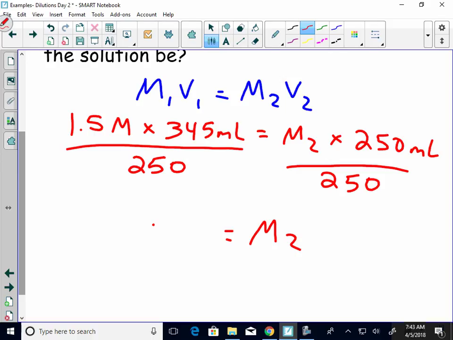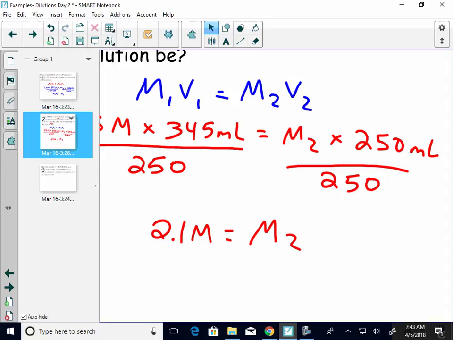And my molarity now is 2.1 molar when I sig fig it. I got 2.07, and when I sig fig it, it should be 2.1. Therefore, I did increase my molarity by boiling off some of the water that was involved.